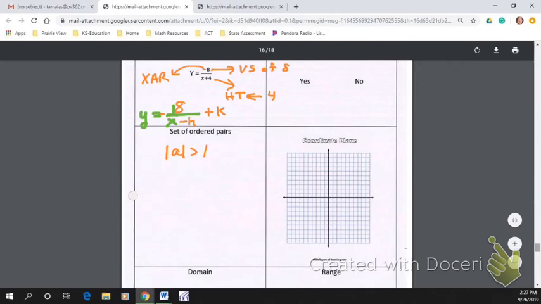Does that make sense? Are you going up 8 or down 8? No, a vertical stretch does this to it. It's not moving it. It's just taking it and stretching it out.